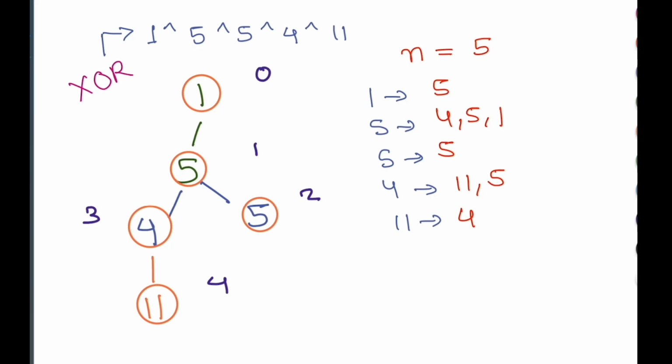See, the thing is, if we are removing one edge, then what we are actually doing is disconnecting this particular node from its parent. This is what I am doing. This is what's happening. If I'm removing this edge, it is disconnecting this node from its parent.